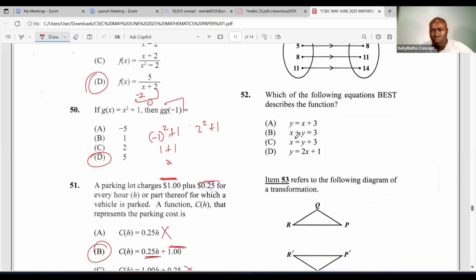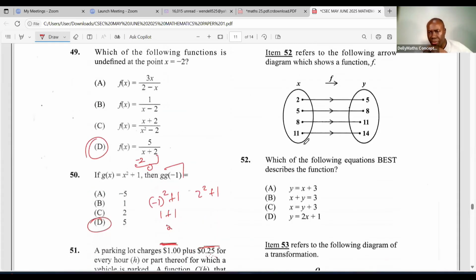Let's go to 50. Let's go here. All right. So it says, which of the following equations best describes the function? So we're adding 3. This is a repeat. So it is x plus 3 gives you y. y is equal to x plus 3. So right here.